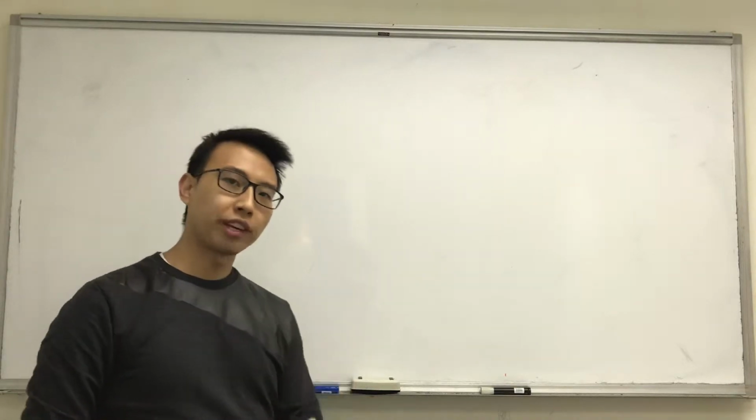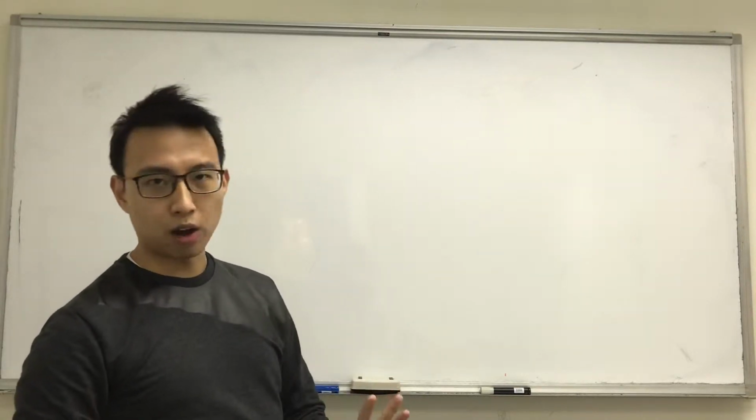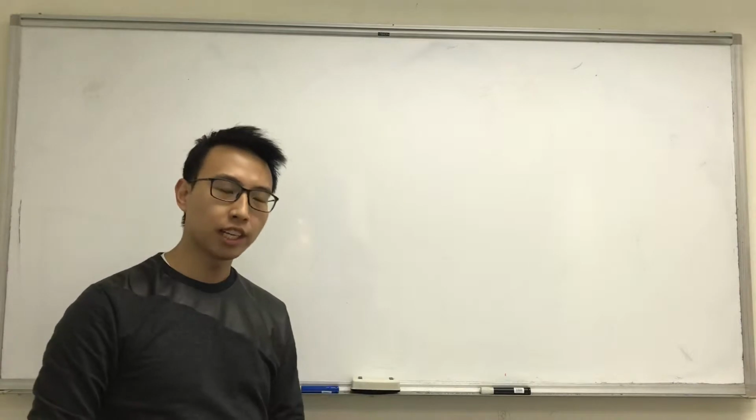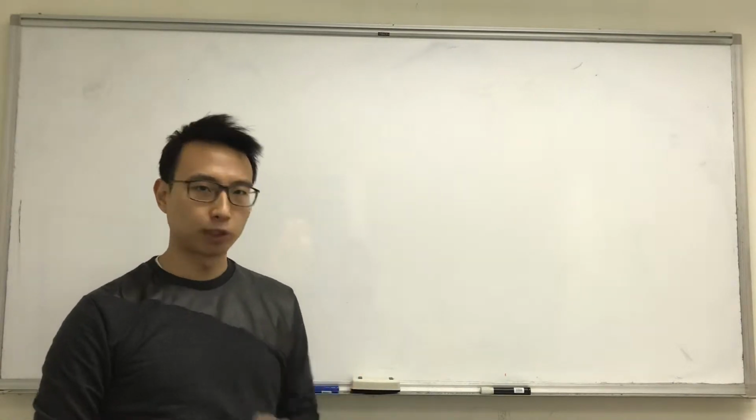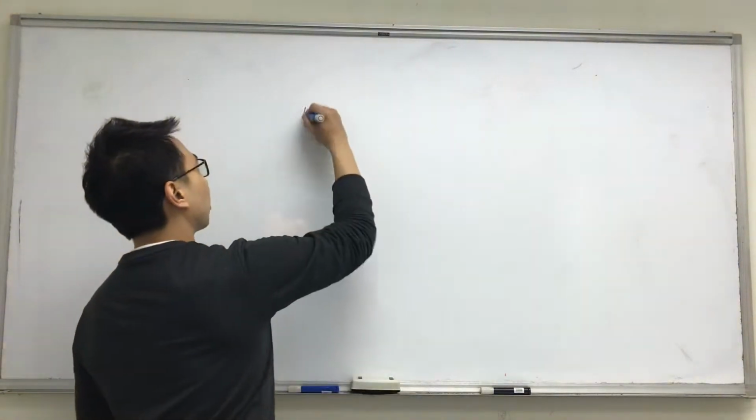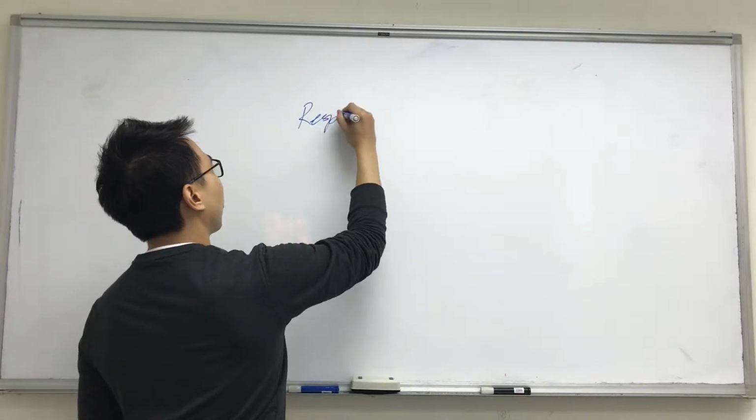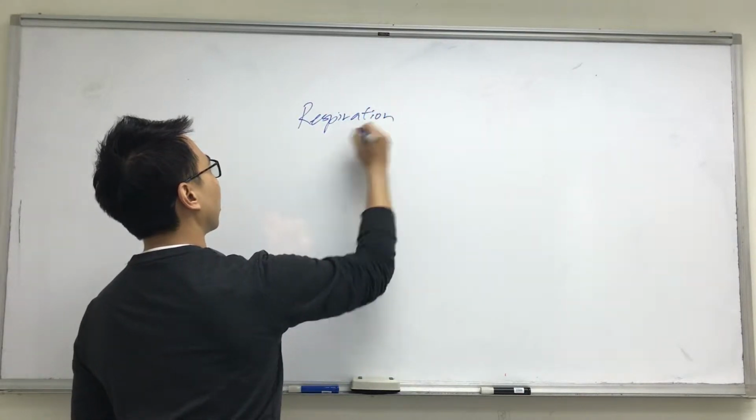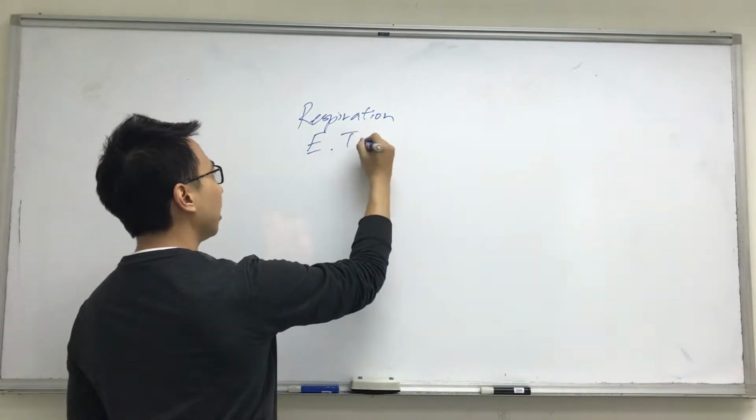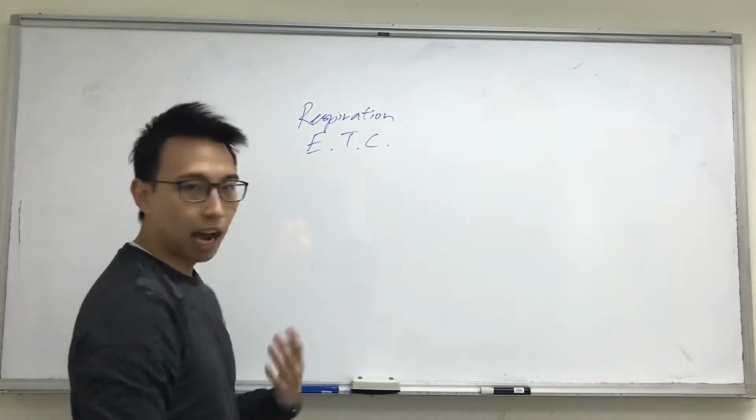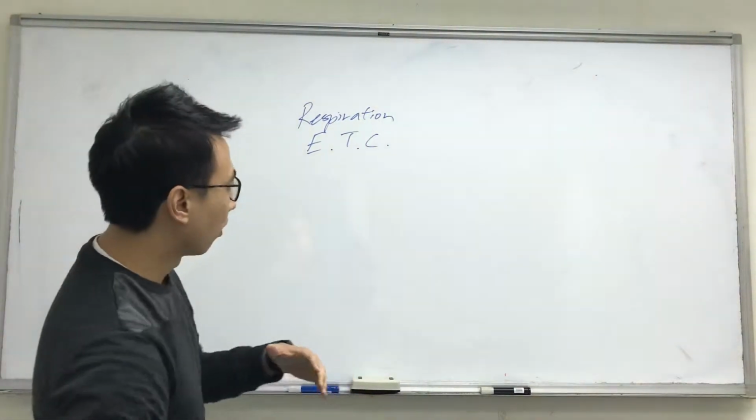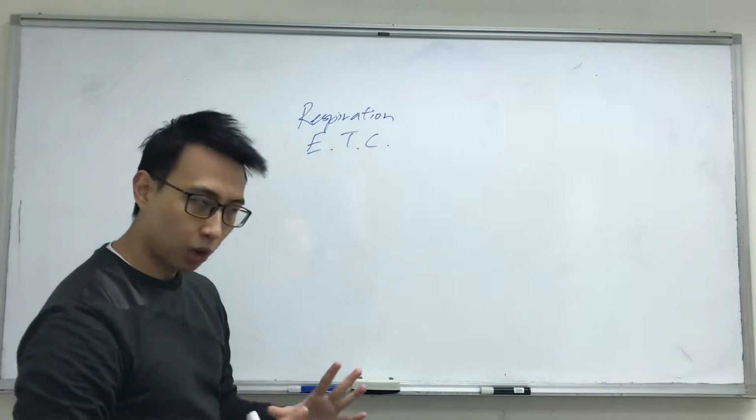Okay, so right now we're talking about the electron transport chain, the final part of respiration, and you're learning about the ETC for the IB. So now let's start with the fundamentals.